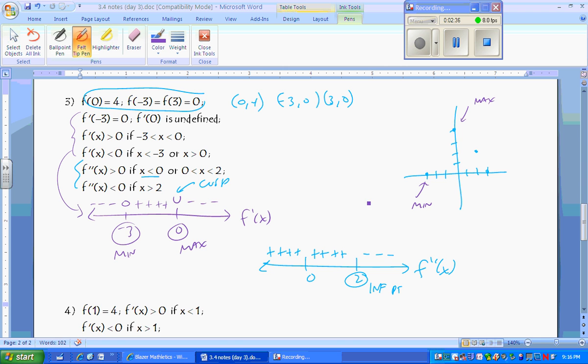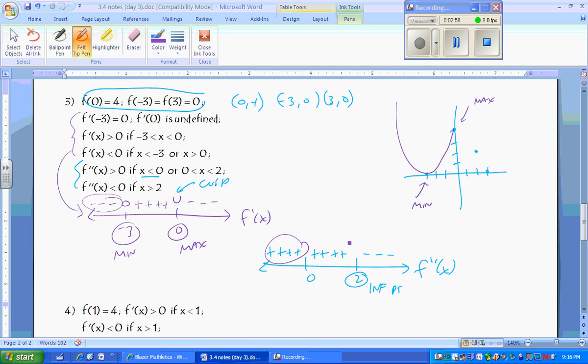Now to graph this, start off decreasing until we get to -3, that minimum, and then start to increase, and it's concave up. So we're going down, and it's concave up. Oh, let me go back and do that. Sorry. It's concave up all the way until we get to 0, all the way to there.